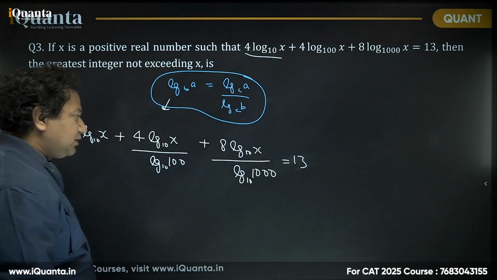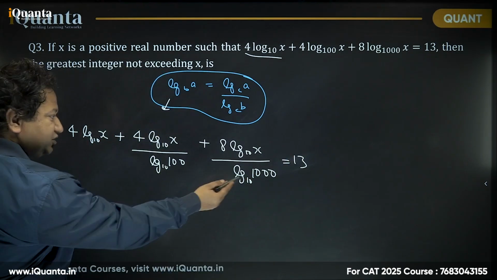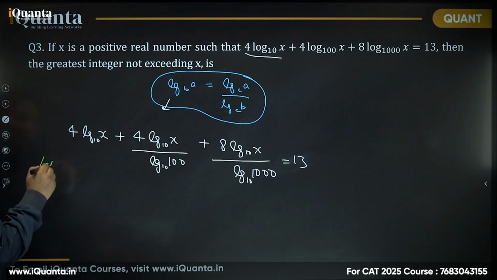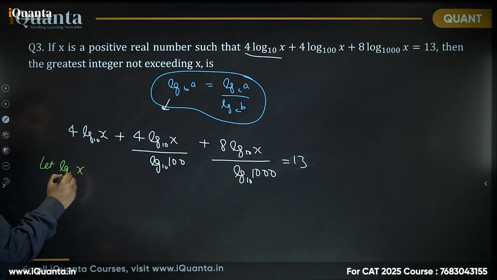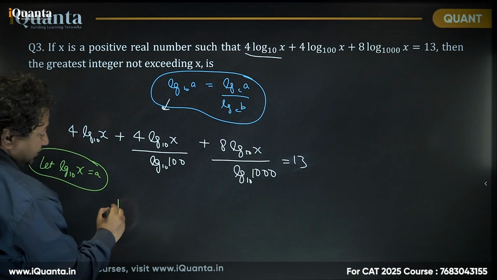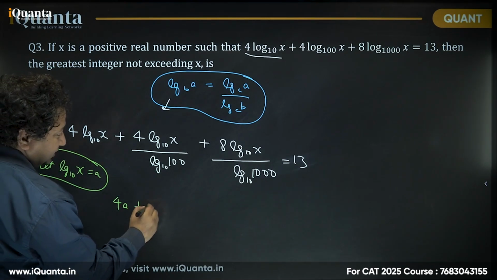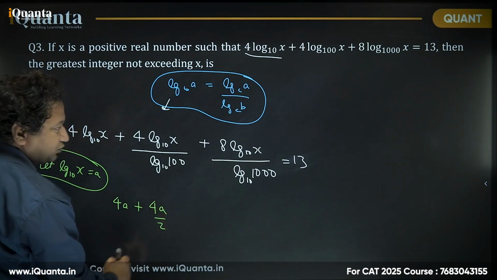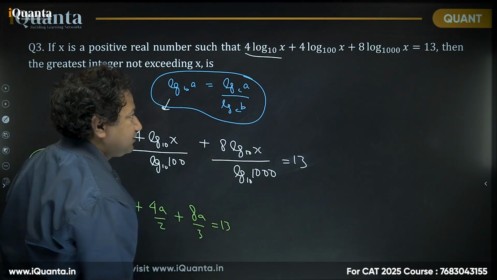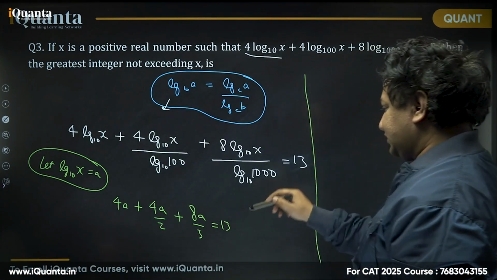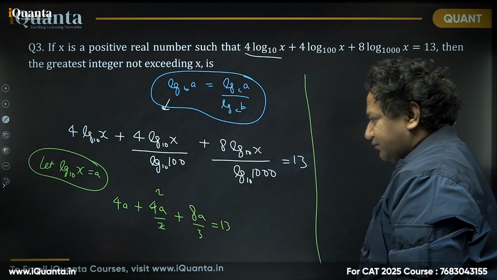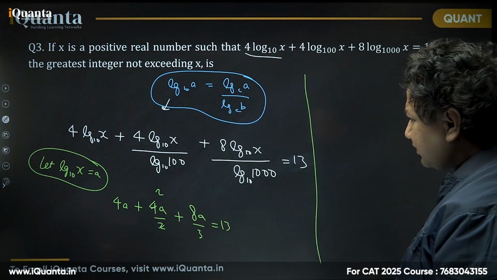Wow, so far so good. So as I can see this will be 2, this will be 3. And let me do one thing. What if I assume that log x base 10 is equal to, let's say, a. So what I'll have here is 4a plus 4a by 2 plus 8a by 3 is equal to 13. Perfect. Let's solve this. By the way, this 4 upon 2 will be 2. 4a plus 2a is 6a.